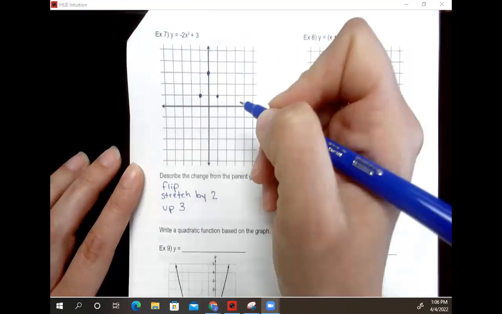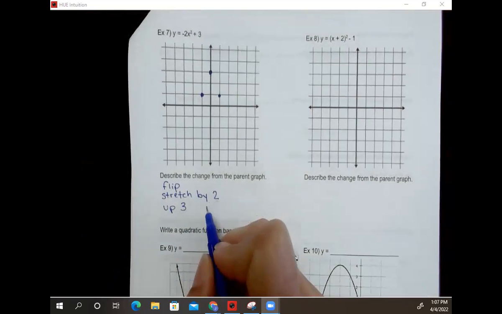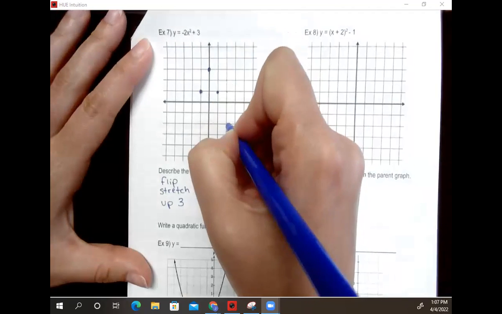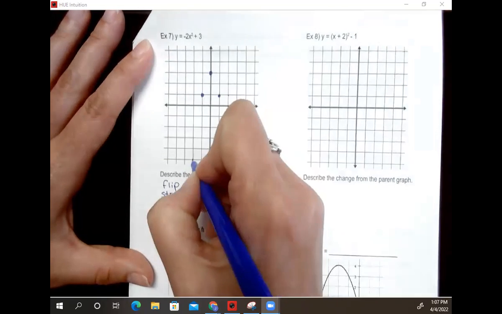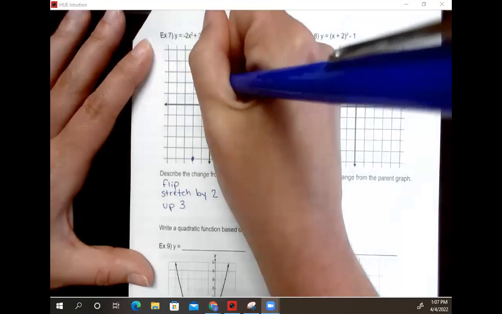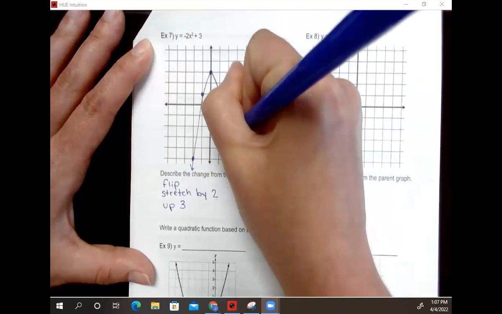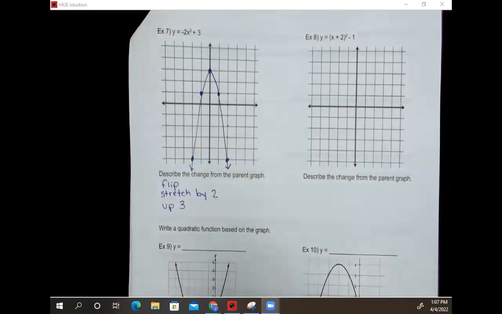side. And then for my next set of nice points, out 2, down 8. Normally it's 4, but we're stretching by 2, so I have to double that. So out 2 and down 1, 2, 3, 4, 5, 6, 7, 8. And again, same thing on both sides. So there's our graph. We're shifted up 3, we're flipped, we're stretched by 2.